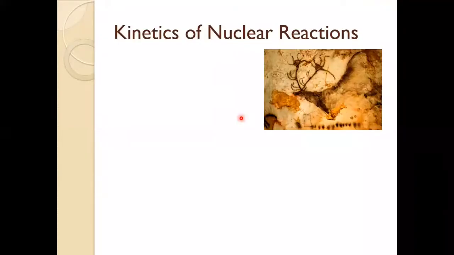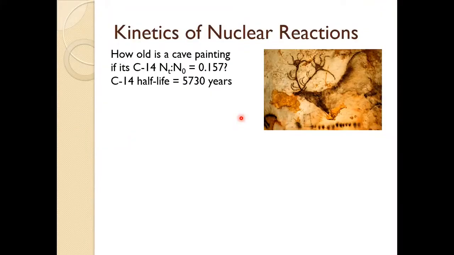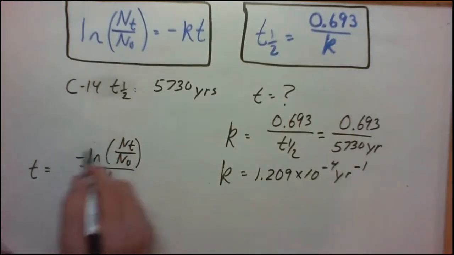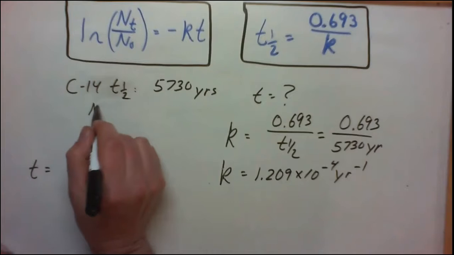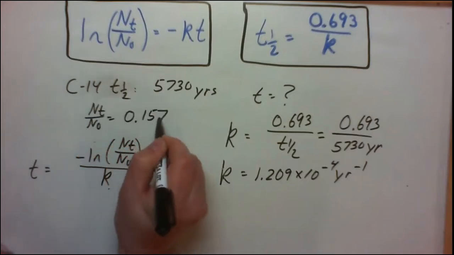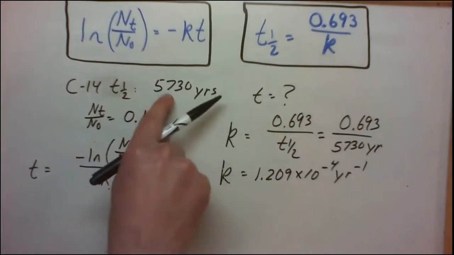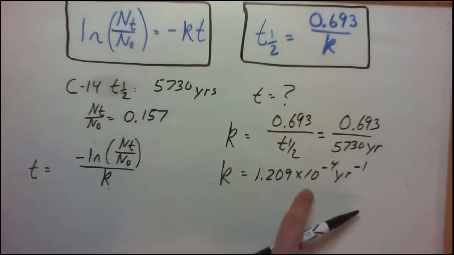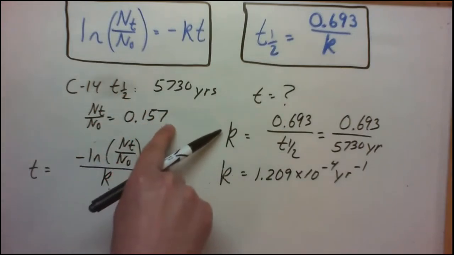Then there's another example of the same type of equations. We have a cave painting where we determine the carbon-14 ratio of how much carbon-14 we have now compared to how much there was originally is about 0.157. If it's carbon-14, how old do we think this painting is? So the only thing different is that our ratio, as given to us in the problem, is 0.157. It's still carbon-14, so this rate constant is still correct. The only thing different is that we have a new ratio.